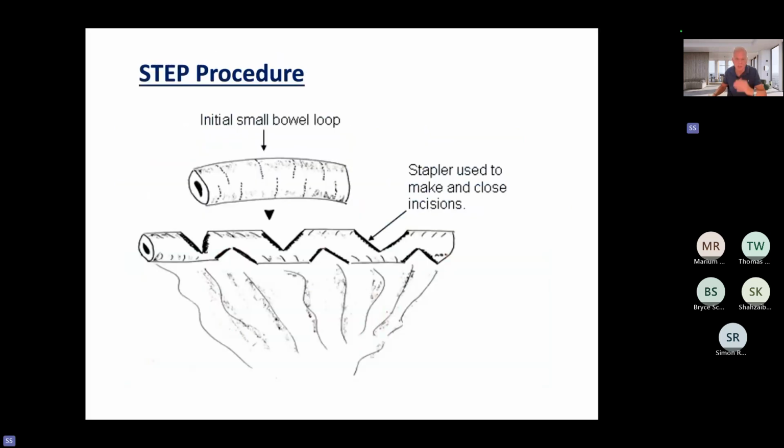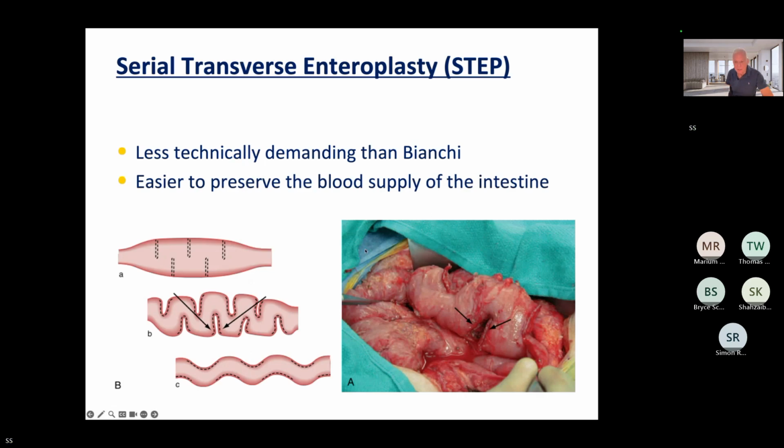The STEP procedure is shown here. Here you have the initial small bowel loop. A stapler is used to make and close incisions in a V-shaped alternating pattern like this. I think you can see it better here. Here you see the V-shape, and then there'll be one up here and one down here. And gradually you see what happens. The bowel is effectively doubled in length. Hopefully it ultimately gets to this configuration.